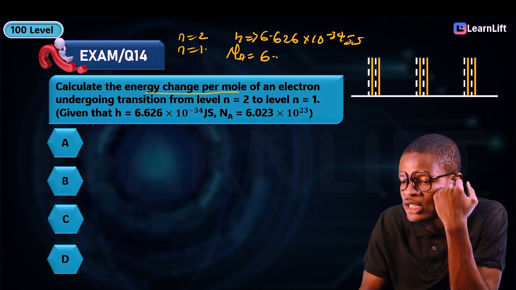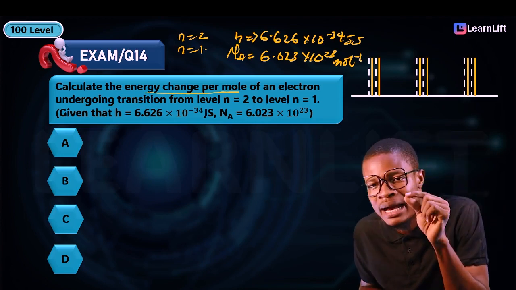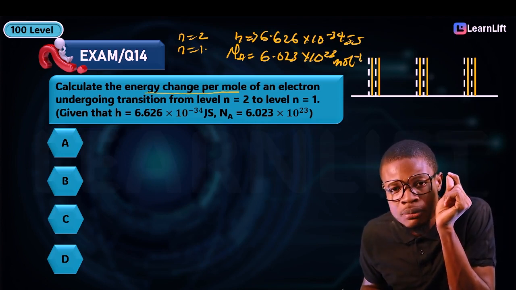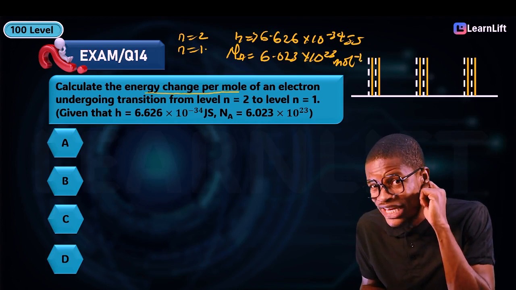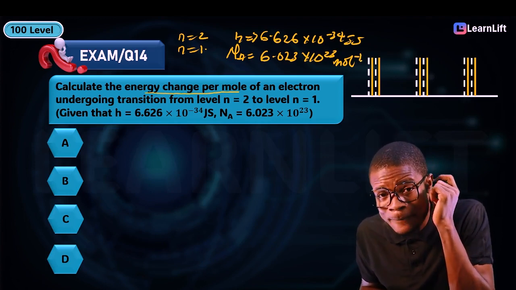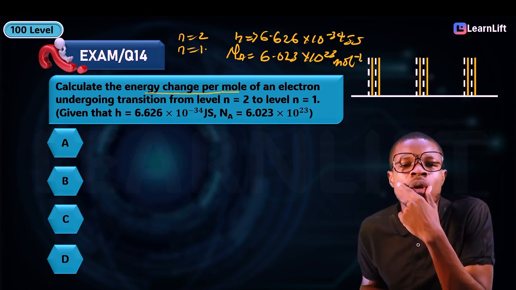What's Avogadro's number? 6.023 times 10 to the power of 23 per mole. That's the unit for Avogadro's number. Avogadro's number is in per mole, not mole. Per mole. It's a constant exam question. Per mole. Now, what do we do when we come to this?